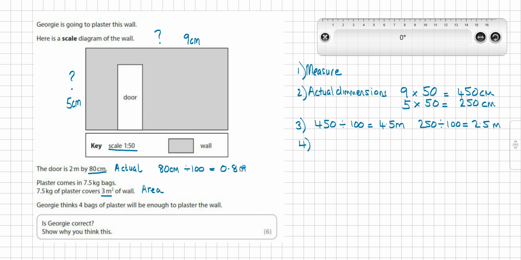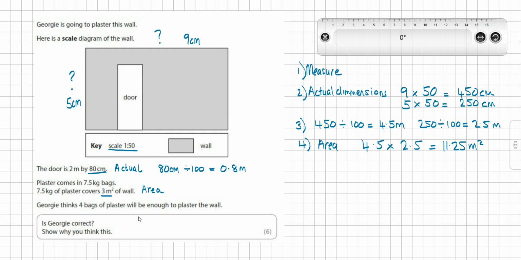Okay, let's do a quick calculation because we now want to find out the area of this wall. So we can do 4.5 times 2.5, and that is going to give us an area of 11.25. And don't forget, it's an area, so we want meters squared. Good, so we're making some good progress. We now know the actual area of this space.